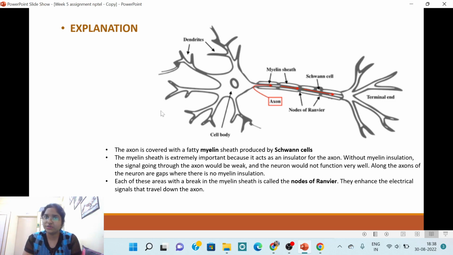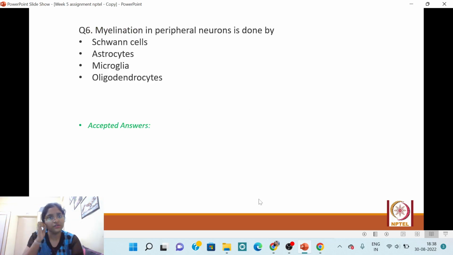So here you can see the neuron structure. You have the cell body, you have the dendrite, this is the axon, this is the terminal end, and the axon is covered by this myelin sheath. When this is covered, we call it a myelinated neuron, and if the myelin sheath is absent, we call it an unmyelinated neuron. So nodes of Ranvier are present in the gaps between these myelin sheaths, which are unmyelinated, or non-myelinated, regions of the neuron. Okay, we'll move on to the next question.